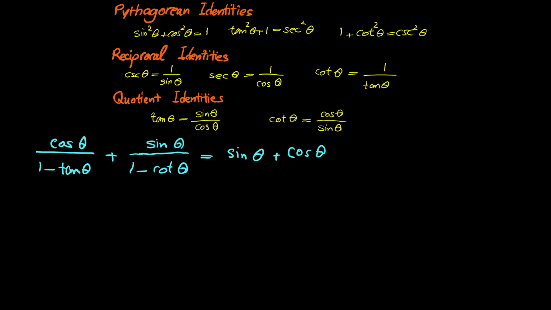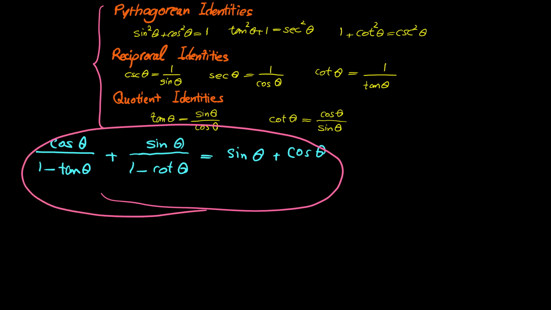In this video, I'm going to show you how we can use trigonometric identities to prove other identities. Here you can see a list of basic trigonometric identities that you have to be familiar with: Pythagorean identities, reciprocal identities, and quotient identities. We want to use these identities to prove other identities, like this one here.